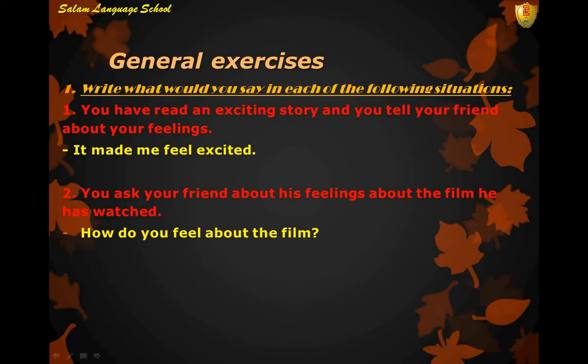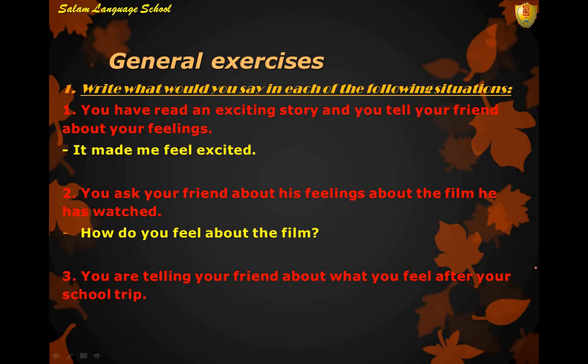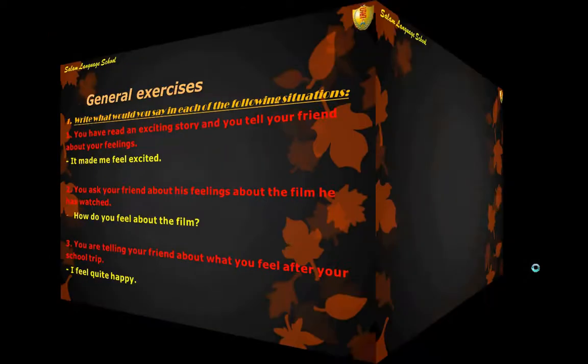Number 3, you're telling your friend about what you feel after your school trip. So here you will express your feelings. I feel quite happy, for example. This is the first exercise. It's about situations, we say. The next exercise, choose the correct answer from A, B, C, or D.